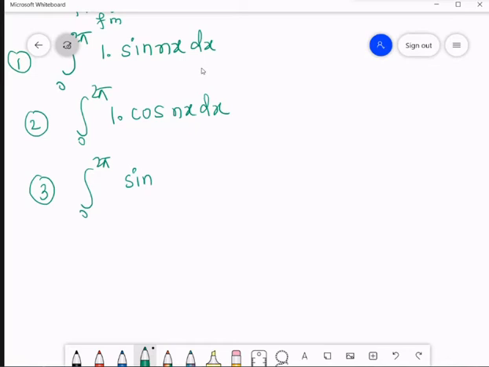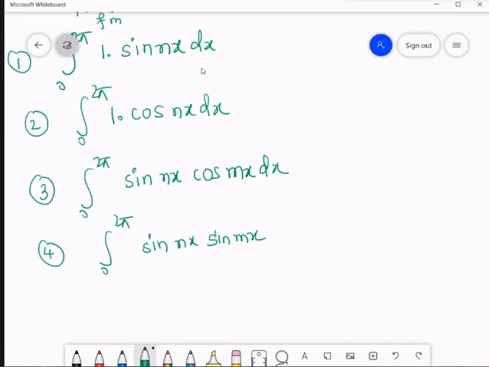Integral of sin nx with cos mx dx, and I can have members among themselves. Okay, so I can have the fourth one, 0 to 2 pi, I should have sin nx and sin mx. Okay, the fifth one, integral 0 to 2 pi cos nx and cos mx.